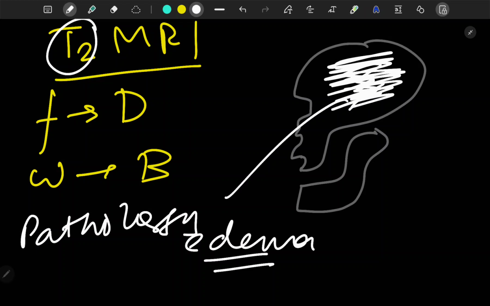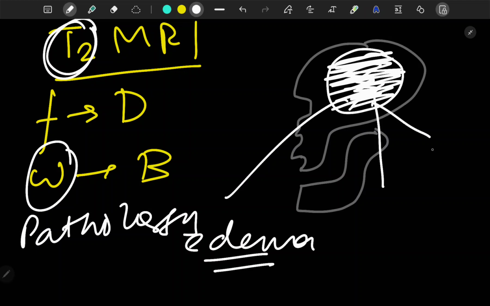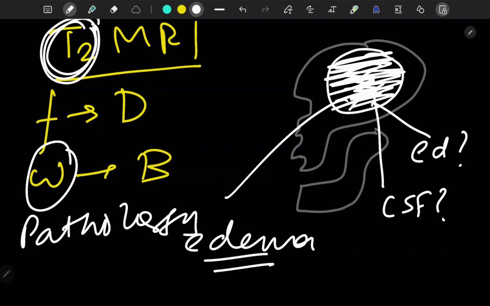But there is another thing which has water and will appear bright, that is CSF. So if I have a T2 image and I have something like this, I don't know whether this is edema or whether this is simply a normal CSF. Sometimes to differentiate them, we need to modify this T2 image and attenuate these CSF signals.